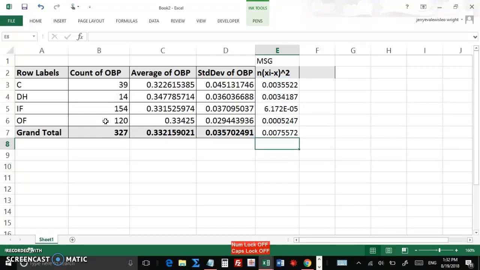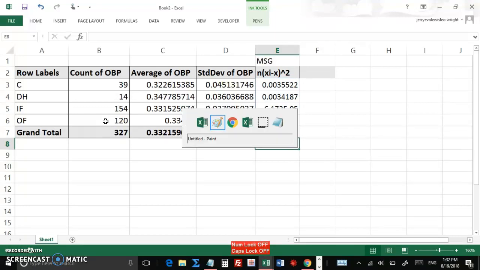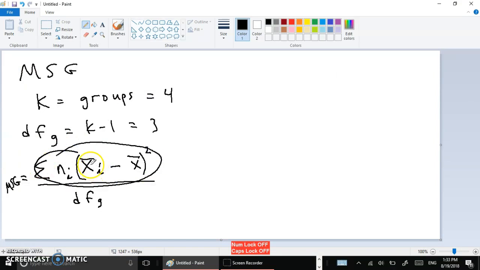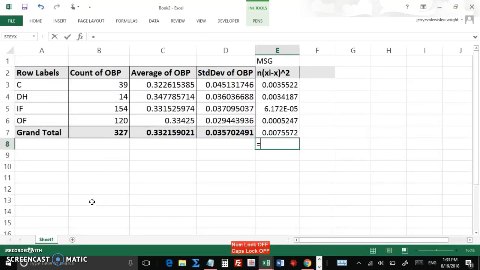Okay, now let's go back to our formula here. So what I just computed was this right there. I took each sample mean minus the overall mean squared, times the sample group size, and added it all together. Now divide by the degrees of freedom, which is just 3. So I'll just do equal sign, that number, divide by 3. Okay, 0.0025.